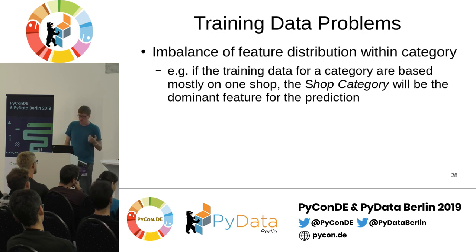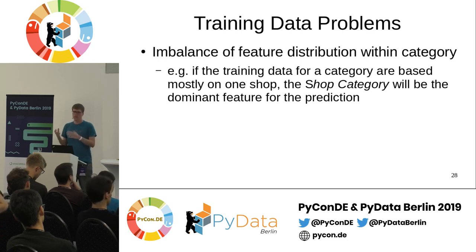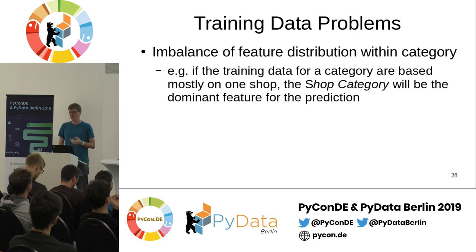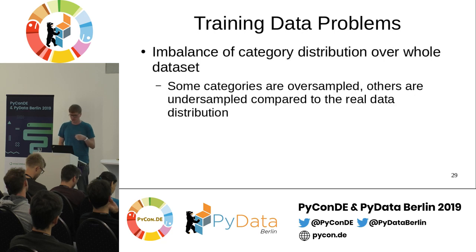And then there's an imbalance of feature distribution within a category. This is another problem, because often when the editorial staff was cleaning up data, they did it shop-wise. So take this shop and correct the categories of the offers of this shop. And then a lot of data of one shop landed in the training data. Then this shop-specific information might have been a dominant feature. For example, the shop category for something was learned to be a very good indicator for a category, but maybe it's too shop-specific and the real data looks different for offers that should be the same.